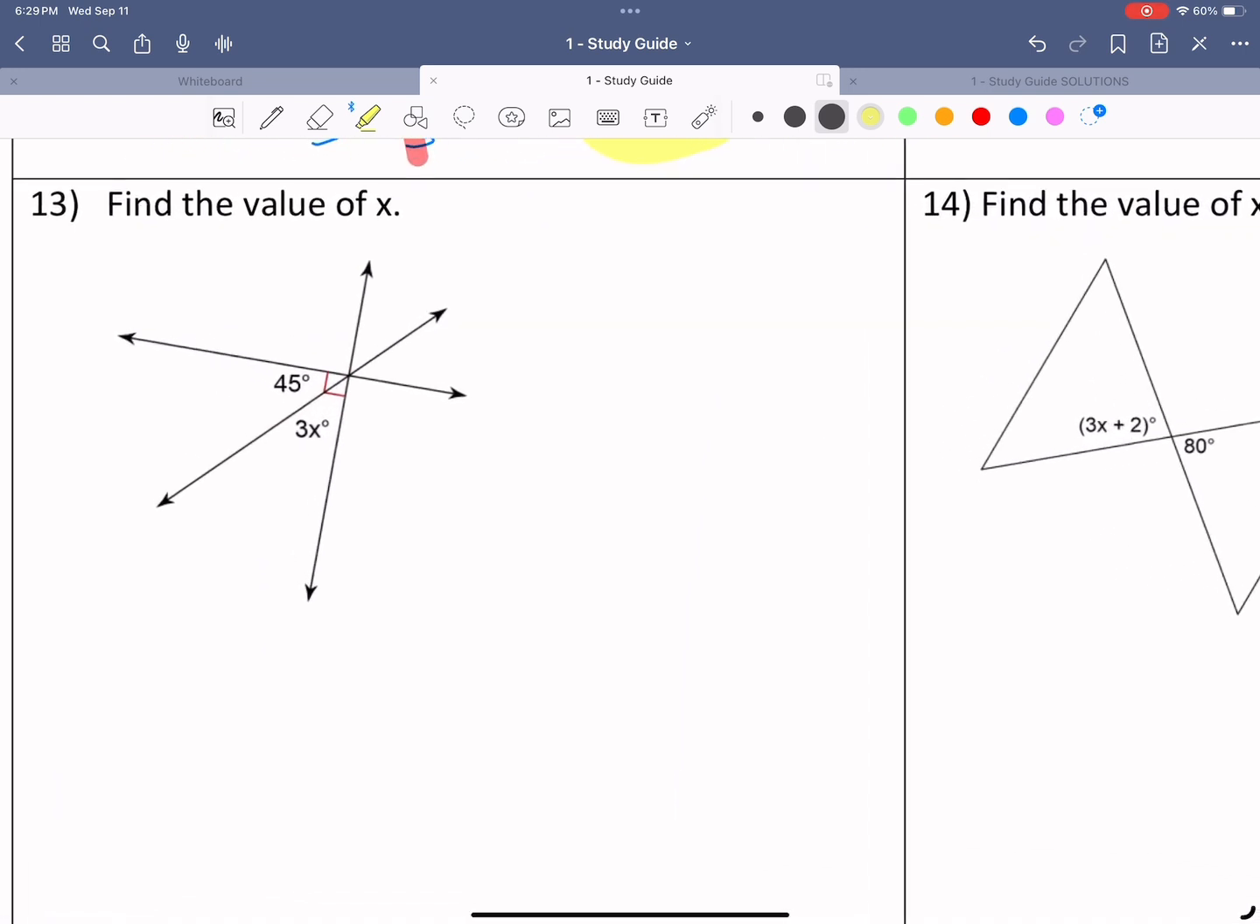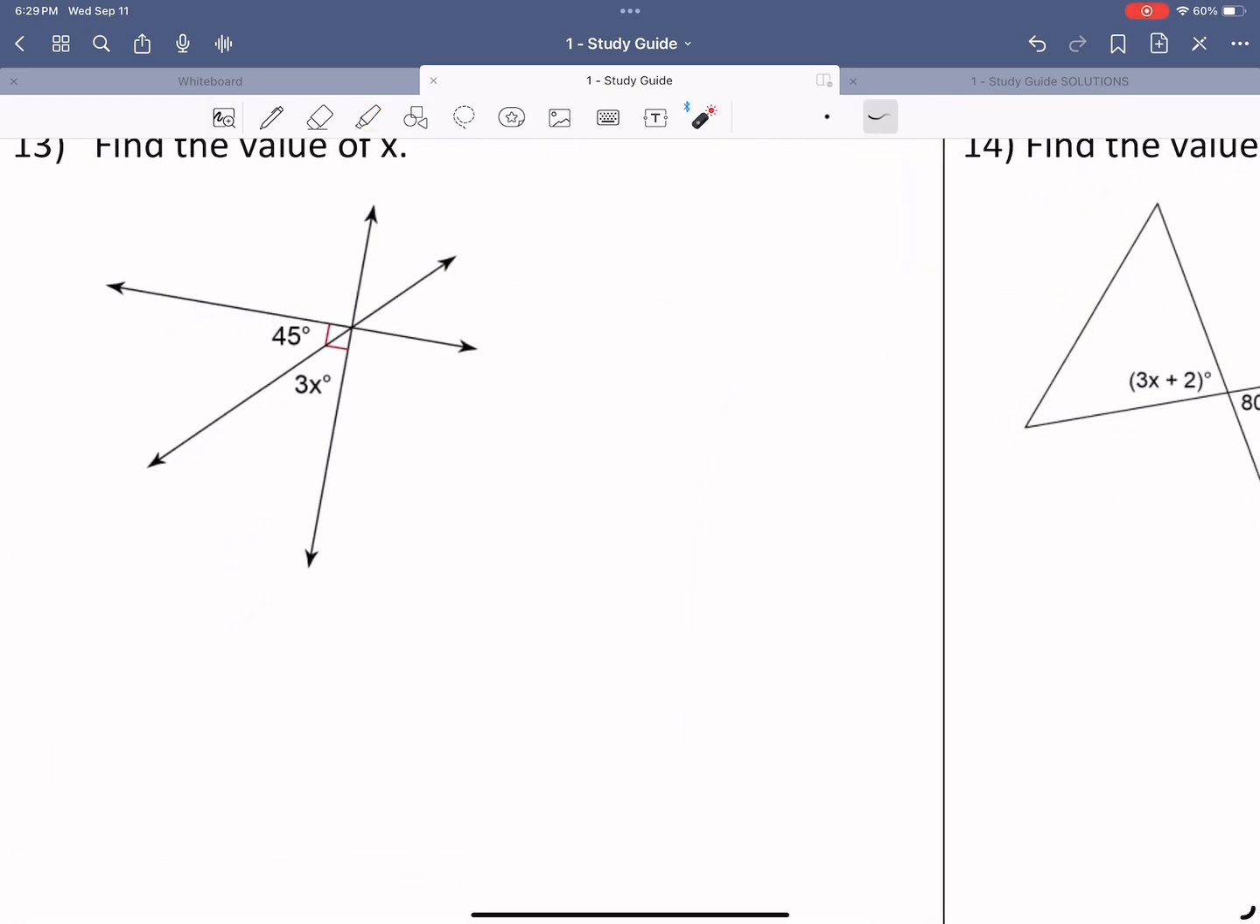Find the value of x. Okay, first thing I want to tell you, you can ignore all of the extra lines here. Does not matter. All we need to know is what exactly is the angle that they're giving us. And it's pretty clear to tell by this square, although if you can't tell, this means 90 degrees. This forms a 90-degree angle, which means these two need to add together to equal 90.